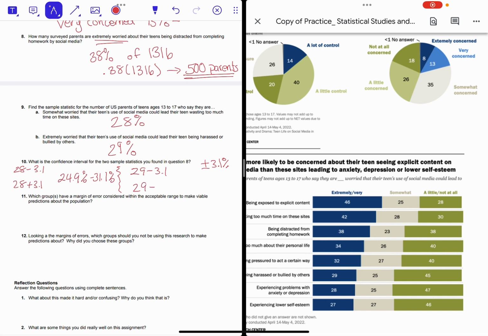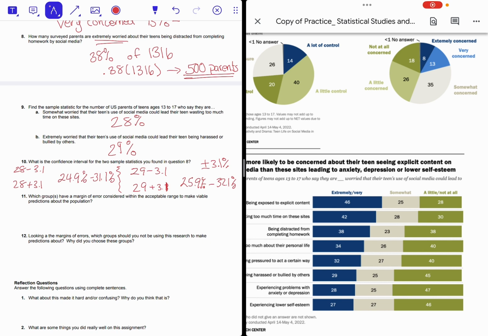Once you get the hang of it, you're like, oh, this isn't too bad. Oops, but I need to make sure I use the right numbers. And so this range would be between 25.9% and 32.1%. All right, which group had a margin of error considered within the acceptable range?